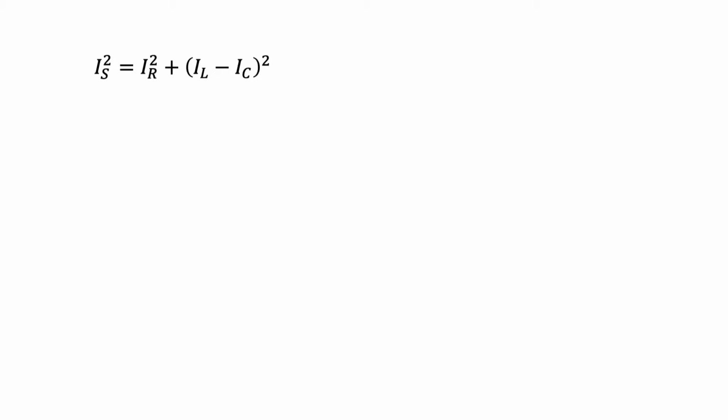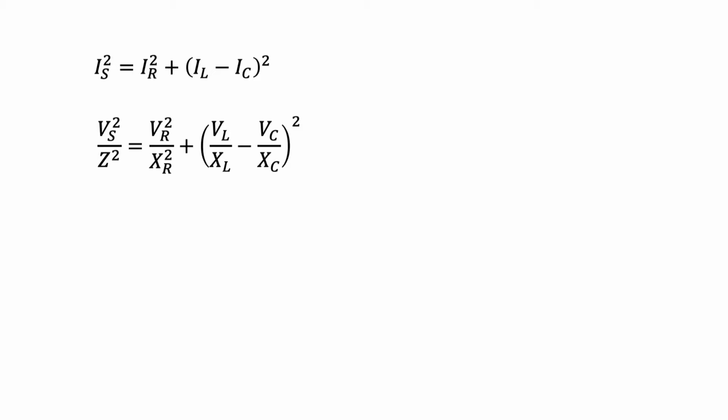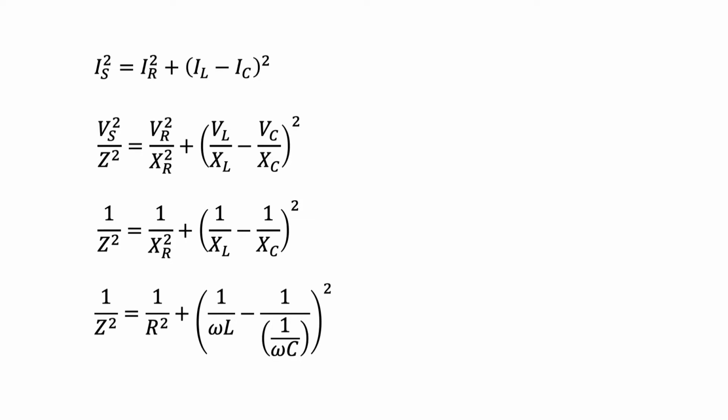If we rewrite the derived expression for the current in terms of the voltage and impedances, we get the following expression. Since all voltages are equal to the source voltage in the given circuit, we are left with the expression as shown. Plugging in the resistance and reactances, we get the following equation.